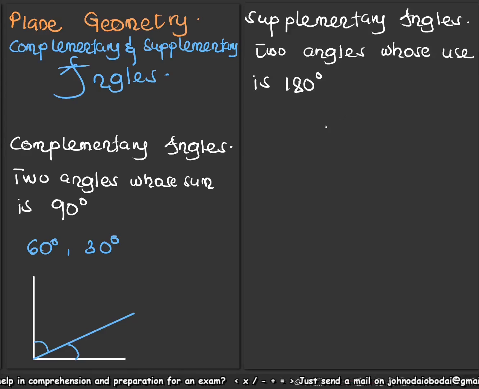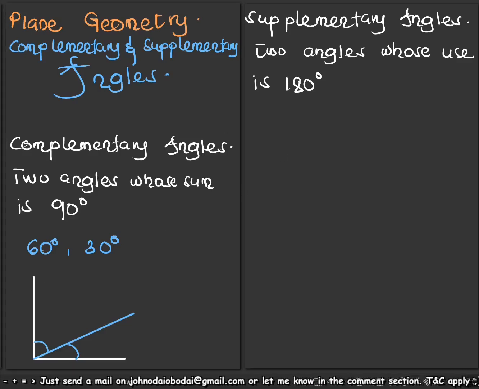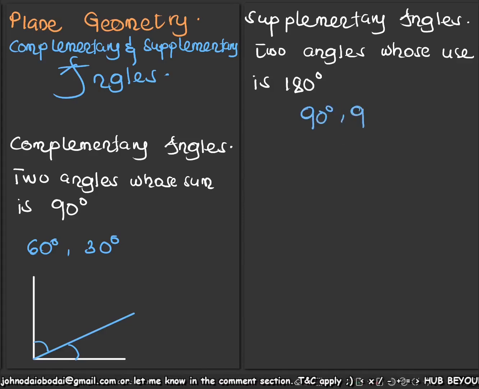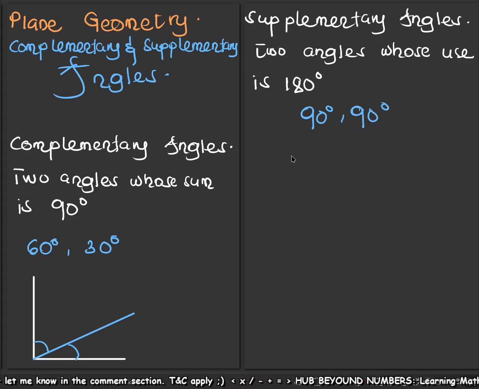Talking of supplementary angles, we say two angles whose sum is 180 degrees are supplementary angles. In that case, if we have the angle 90 degrees plus 90 degrees, they sum up to 180. Hence, we can say they are supplementary. You can take 110 and 70. They also sum up to 180. Hence, they are supplementary angles. It doesn't matter, so far as these angles sum up to 180, irrespective of their initial measures, they are supplementary angles.